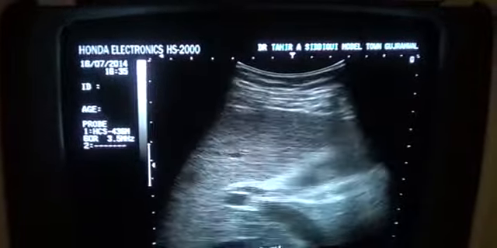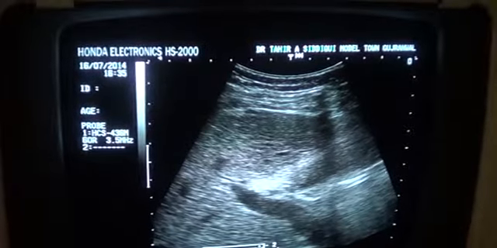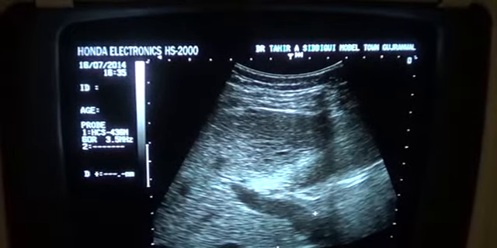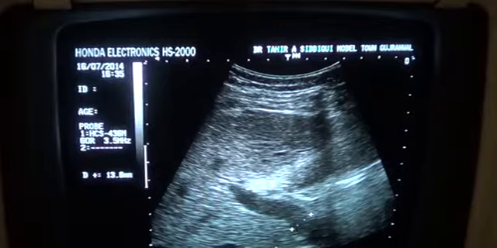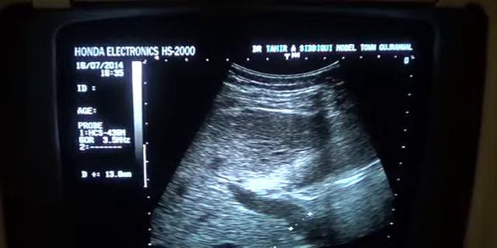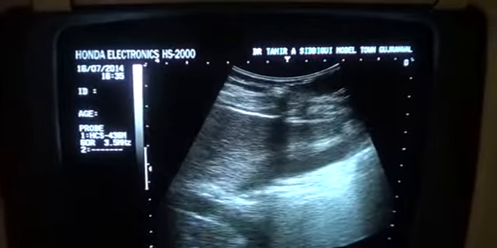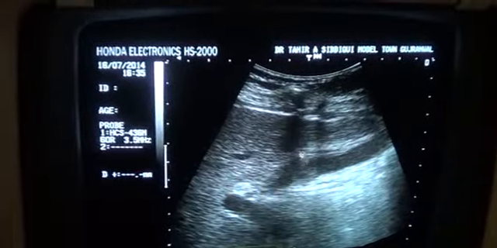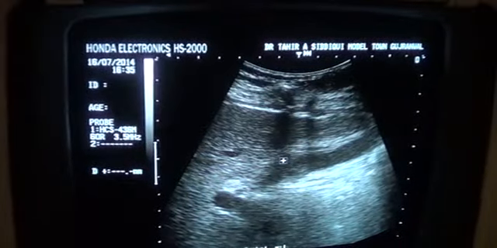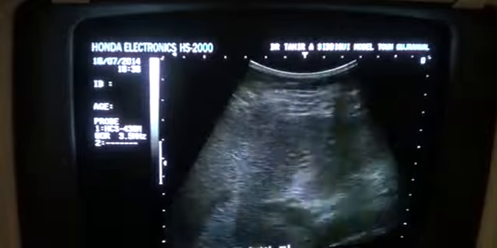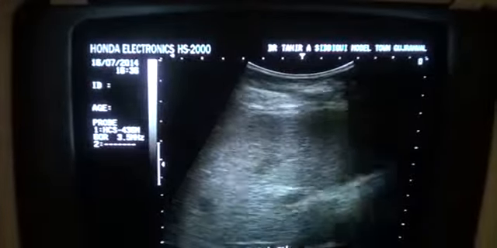And here is the portal vein. The portal vein measures approximately 13.6 millimeters, and up to 13 is normal, so the portal vein is mildly dilated. This is the gallbladder, and you see the walls appear thick because of the adjacent liver parenchymal changes.